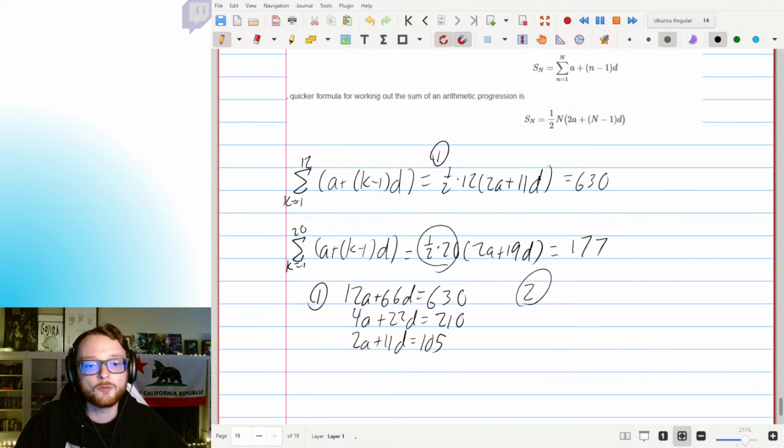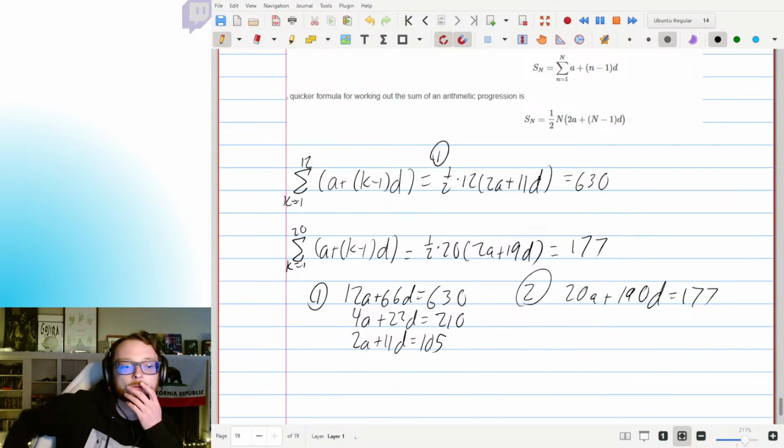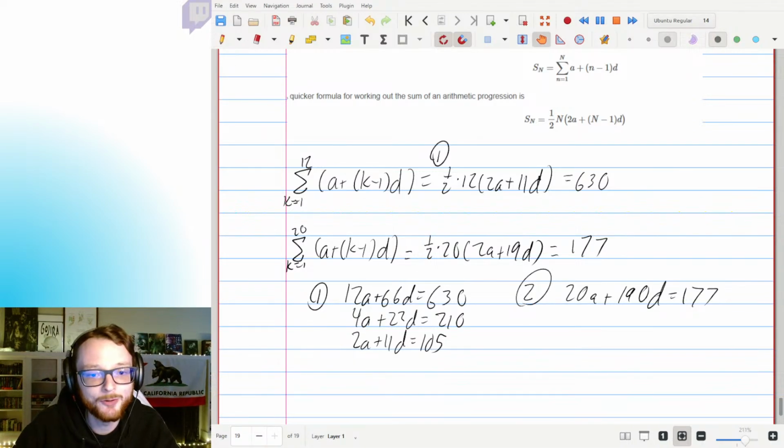So let's do the same thing with equation 2. 1/2 times 20 is 10. Distribute the 10 to each of these. 20a plus 190d is 1770. That's a little bit harder to simplify. I don't think we get any common things we can divide by here. These numbers are annoying, but we can do it.